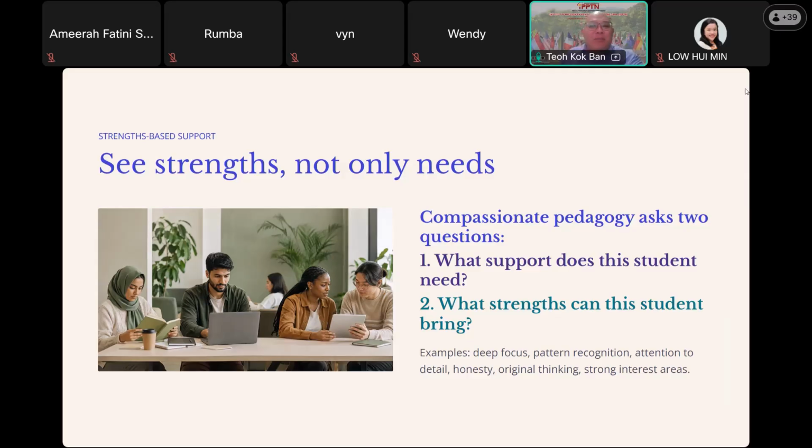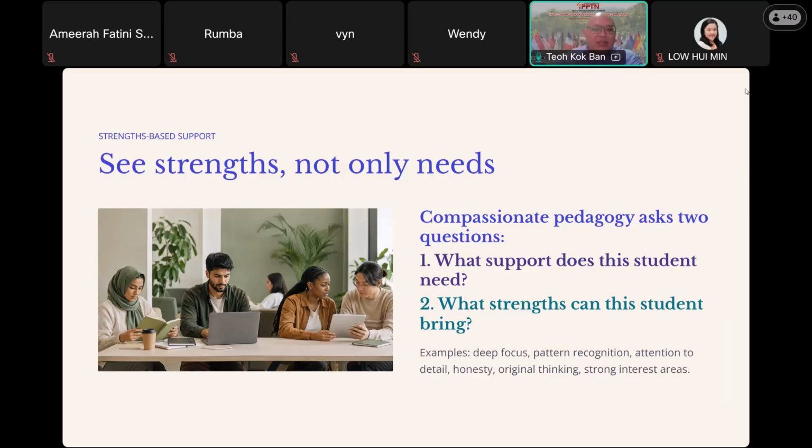But today we come to compassionate pedagogy. We ask another question: what strengths can these students bring? The second question changes the conversation. A student may have deep focus, strong pattern recognition, for example, excellent attention to detail, original thinking, and honesty, or very strong interest and knowledge in particular areas. Of course, not every autistic or neurodivergent person has the same strengths. We should never stereotype.